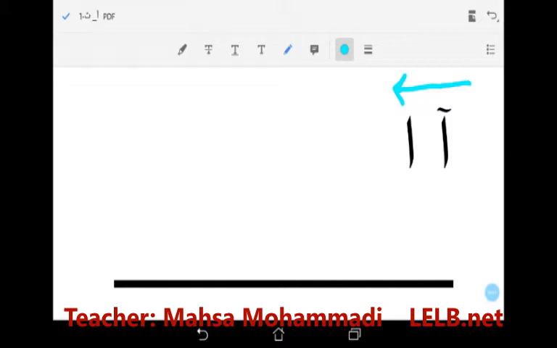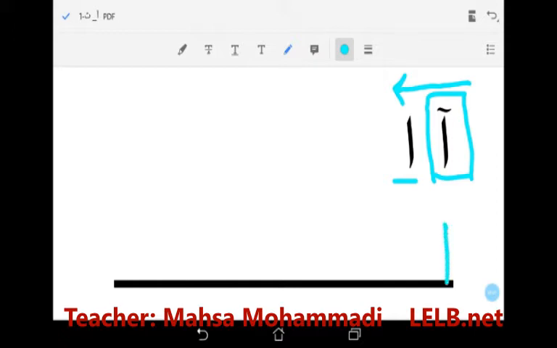The Persian alphabet contains 32 letters. The first letter is called Alif. As you see here, Alif has two forms. The different forms of a letter depend on where they appear in a word. This one is called the initial A, and it sounds like A. This is how you would write it.